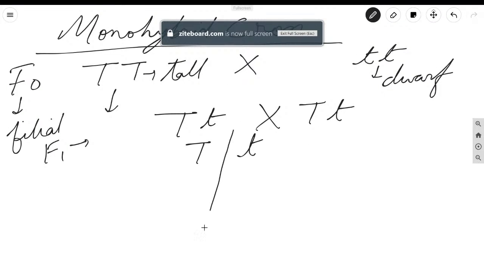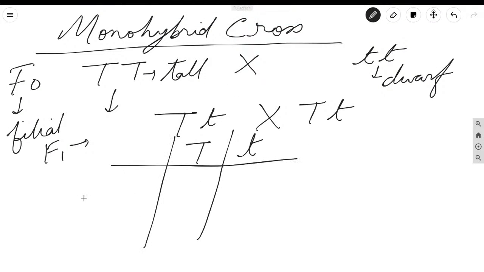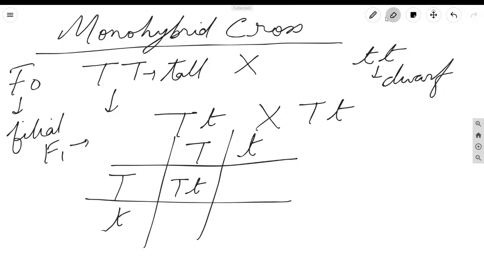Capital T small t, capital T small t, they start selfing like this. Capital T small t, here capital T, sorry, here it will be capital T, here capital T small t, here capital T small t, here small t, small t. So now you have got different types of genotypes.